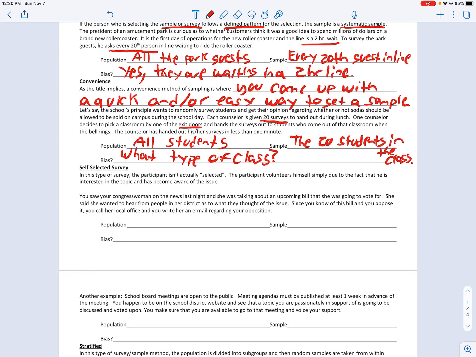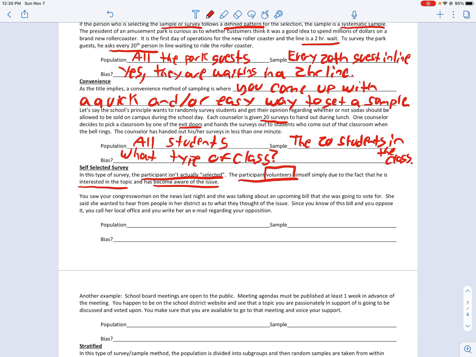Next we have a self-selected survey. This is where the participant isn't actually selected. The participant volunteers. That's the key word, volunteers. The reason they're volunteering is because they're interested in the topic or they have become aware of the issue. It's something that's important to them, one way or the other.